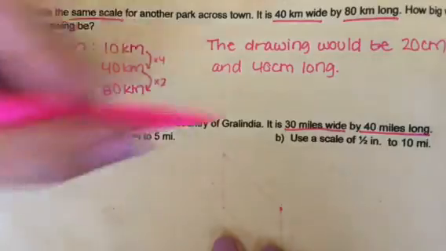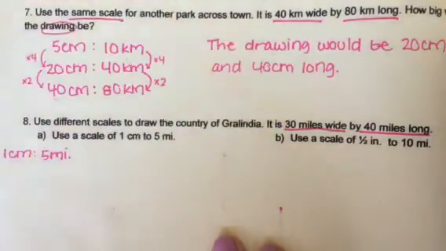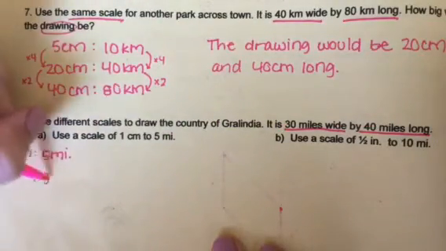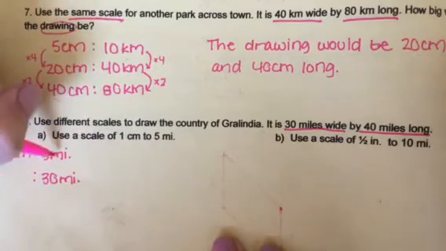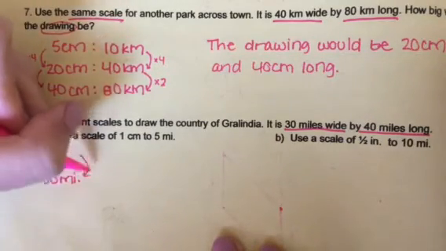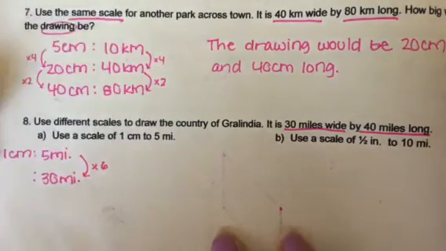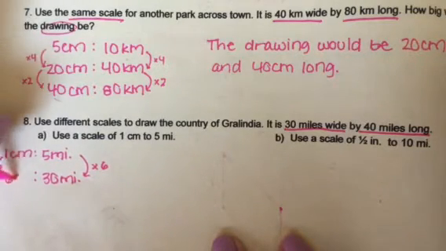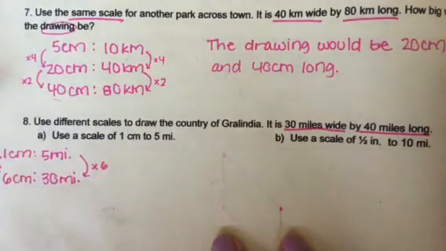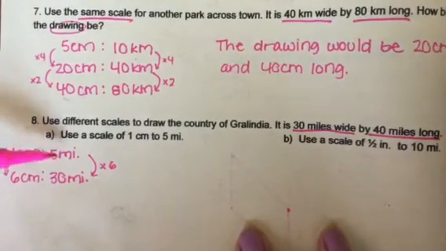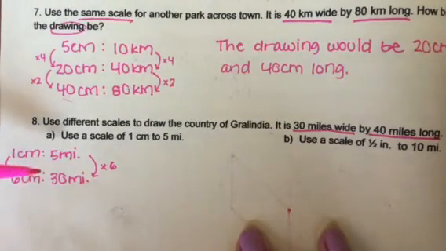So I need to get from 5 miles to 30 miles. Well, 5 miles to 30 miles, I know that 5 times 6 gives me 30. So on the other side, I can do 1 times 6 will give me 6 centimeters. Okay? And that makes sense, because if 1 centimeter is 5 miles, 2 centimeters would be 10, 3 centimeters would be 15, 4 centimeters would be 20, 5 centimeters would be 25, and 6 centimeters would be 30 miles.